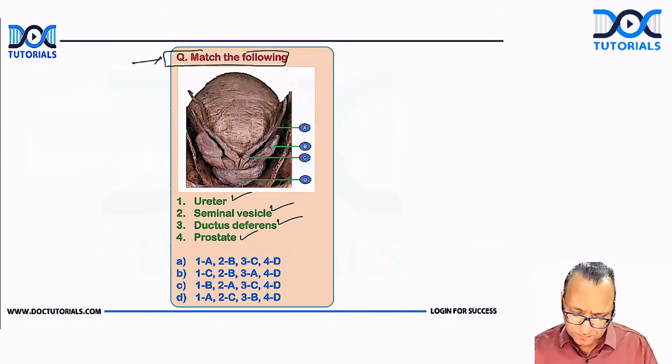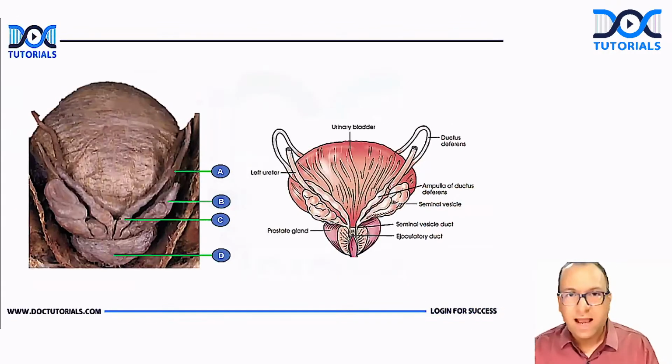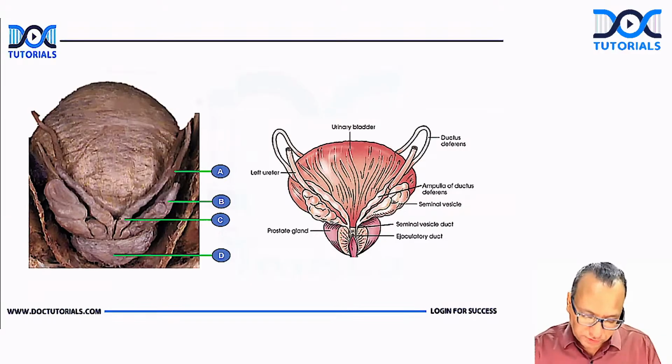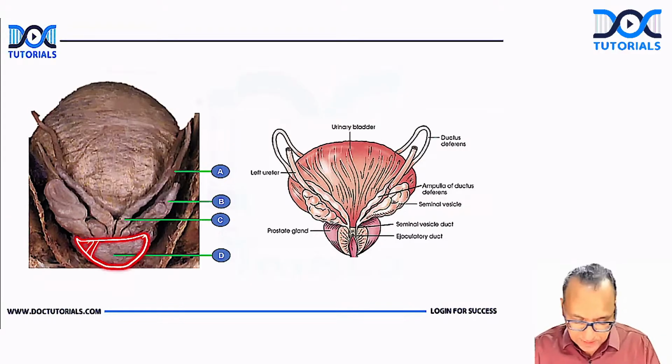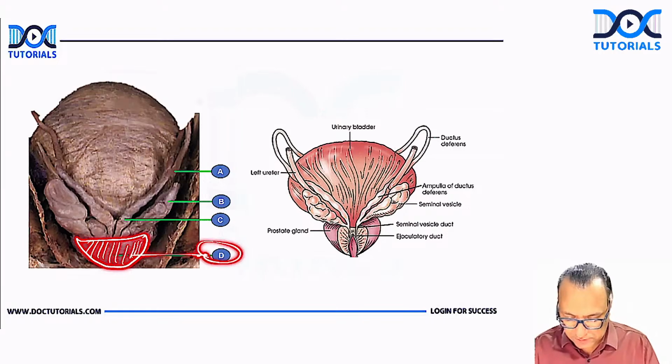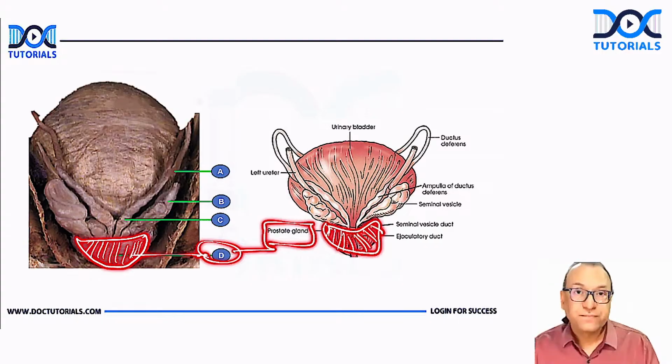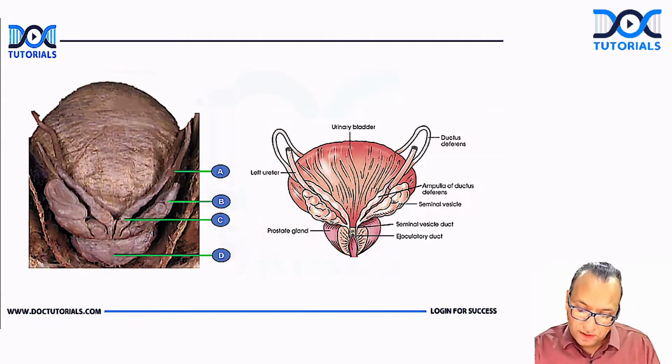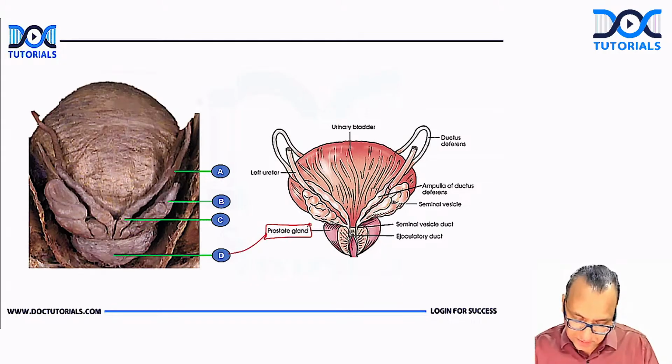So what are we looking at? This is posterior view of the dissected male viscera. If it is the posterior view of dissected male viscera, then how will I identify them? You see the schematic diagram is there, use that. You have to understand the structure which you see here, marker D, is the prostate. You can mark here that we are looking at the prostate gland, and I'm shading that area.